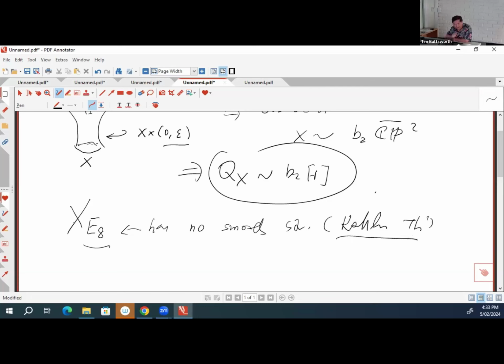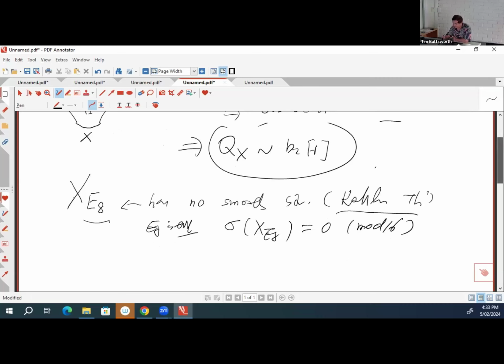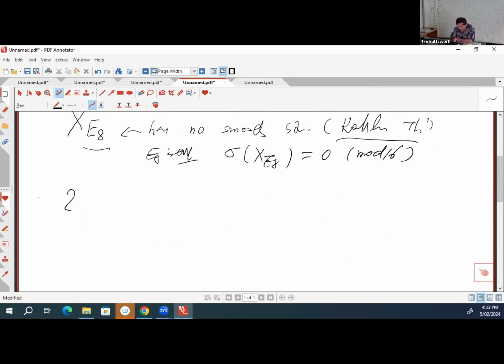If it is even, the signature has to be divisible by 16. Because E8 is even, the signature has to be 0 mod 16, and here the signature is 8, so that rules it out. But at least the Donaldson theorem tells us that 2 copies of E8, or maybe X is a topological 4-manifold with the intersection form 2E8, has no smooth structure.